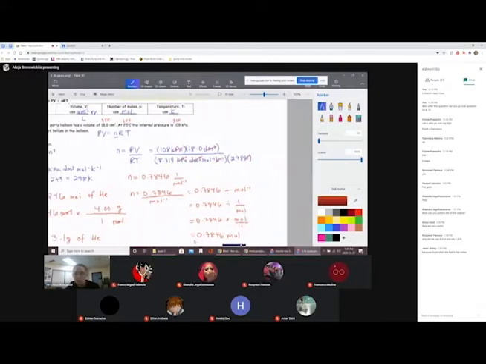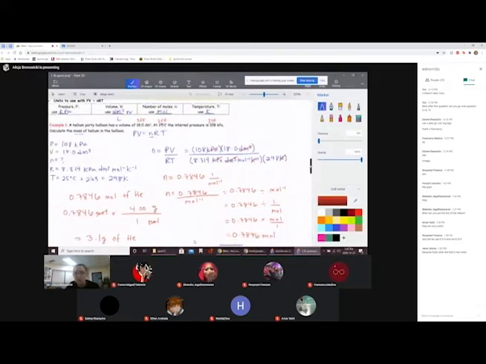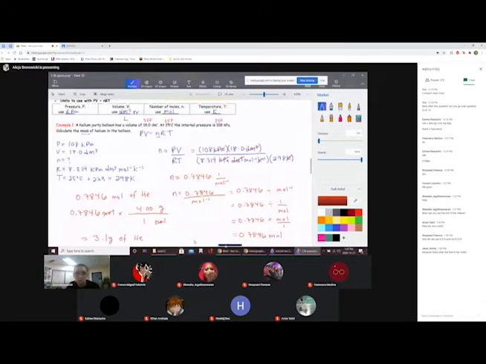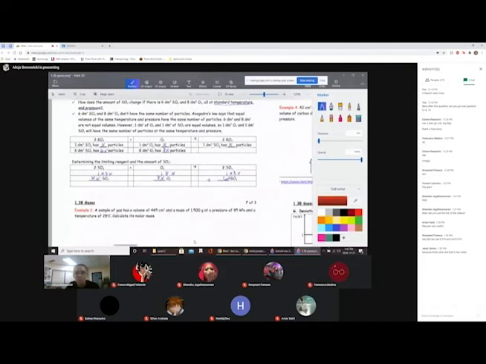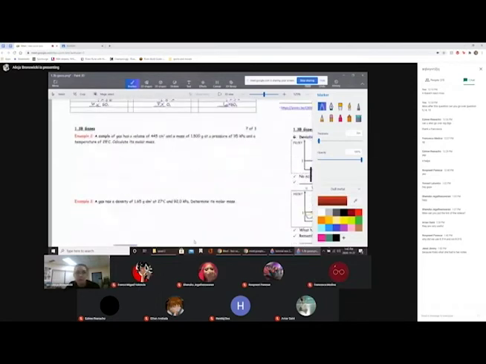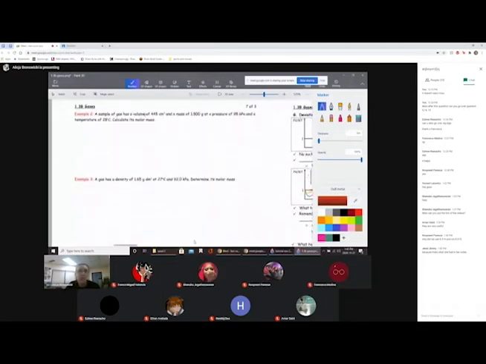I'm not hearing any protests, so let's go to the next one. Okay, a sample of gas has a volume of 445 cubic centimeters and a mass of 1.500 grams at a pressure of 95 kilopascals and a temperature of 28 degrees Celsius. Calculate its molar mass. A lot of information.